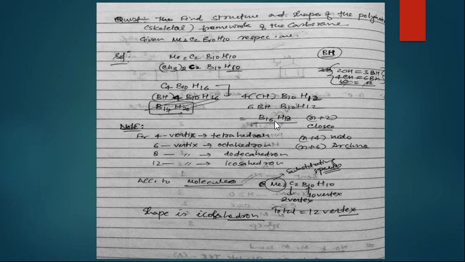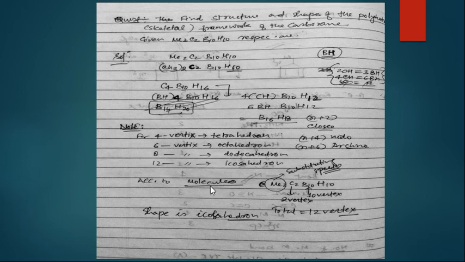So this is of the type BnHn plus 2. This is the case for closo. So the structure is closo, and for the shape: if 4 vertices are present, we say tetrahedral; if 6 vertices, octahedral; if 8 vertices, dodecahedral; and if 12 vertices, icosahedral.